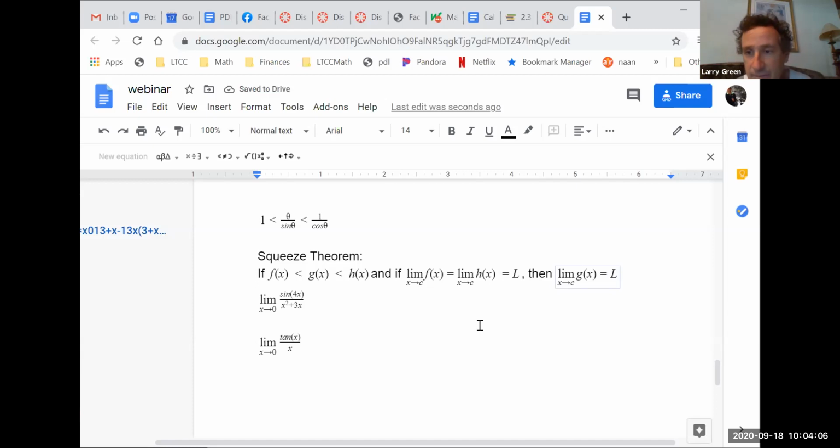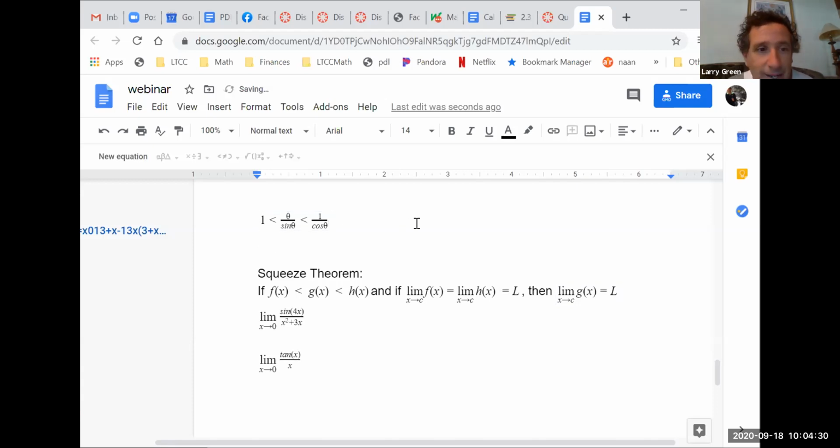That's the squeeze theorem. The proof needs epsilon delta stuff. I don't prove it, but you can imagine it's got to be true, right? If you're always below someone, you're always above someone, and they end up the same, then you're going to be there where they are. So in particular, because of the squeeze theorem, now we can say what happens when theta goes to 0.